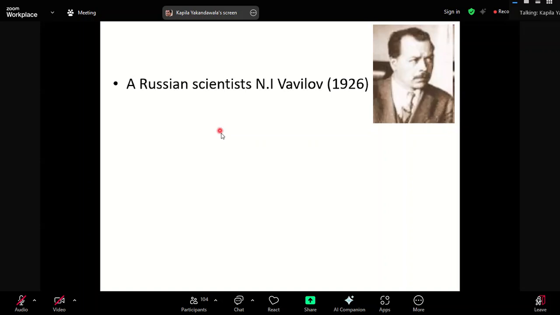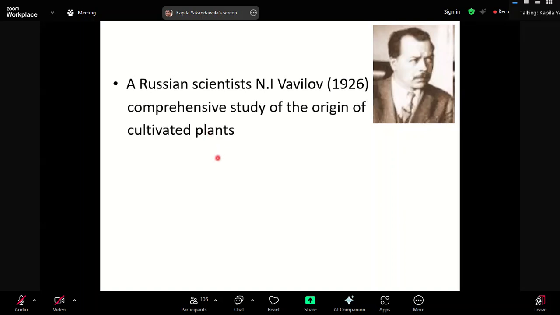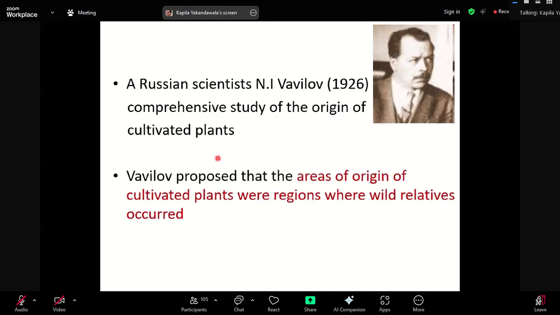So a scientist called Vavilov, a Russian scientist, in 1926, he studied about this. He was curious about how these crop plants were originated, and he wanted to find out the place. So he studied extensively on cultivated plants. He traveled throughout the world in a ship, and he looked at the cultivated plants. Then this Russian scientist Vavilov proposed that the areas of origin of cultivated plants were the regions where wild relatives occurred.